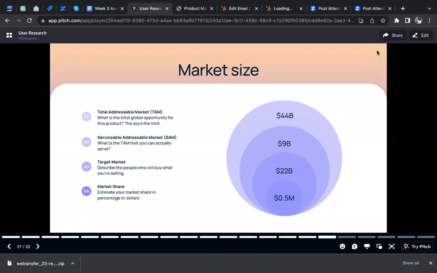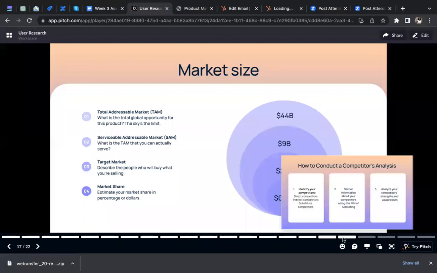Now, your serviceable addressable market: what part of this total addressable market can you actually serve? That is the capacity of your company or your product when it eventually gets to where you want to get to. Now, out of this serviceable addressable market, who are the people that you want to reach? These are your target markets. And then out of your target market, you take out your market share. When you reach this target market, how much can you make as a company? What's the revenue potential? What percent of these people can you reach, service, and sell your product to? And that is how you achieve your market share.